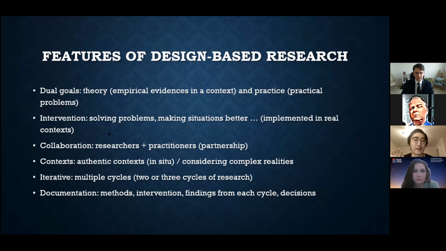And also this type of research has collaboration between researcher and practitioner. So partnership is really important. And unlike other quantitative research, which are conducted in laboratory, this type of research is conducted in real situation, in an authentic context. And yeah, as he said, it has multiple cycles as iterative feature. So usually it has like 2 or 3 cycles for research. And documentation is really important for this type of research. So other researchers can see what they found in that specific context and why they made the decisions after each cycle.